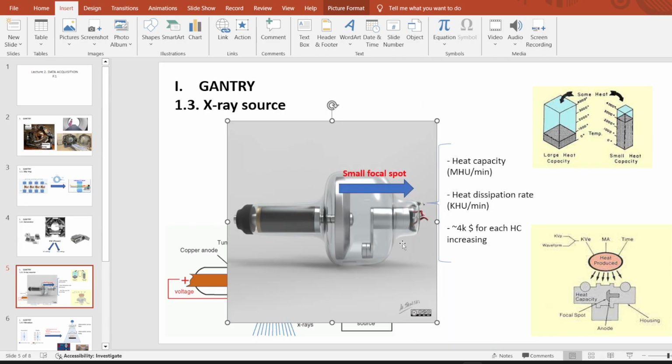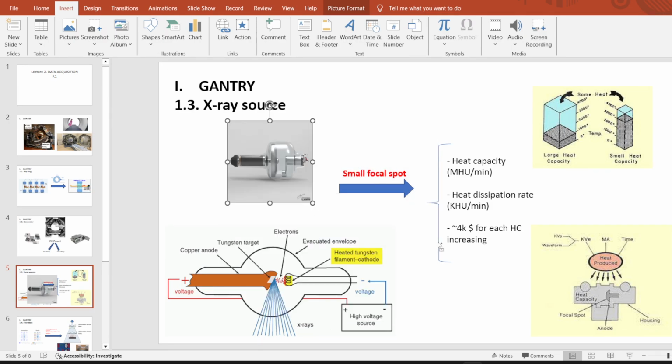This is the anode, and the cathode. You see right here, the cathode. This is the anode, and you see, this is a rotating anode, just like a disc. And this is the target, the anode target. The electron beam will bombard here, and the X-ray beam will be created from here. Just simple, right?